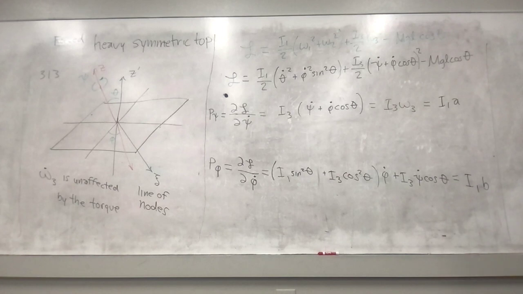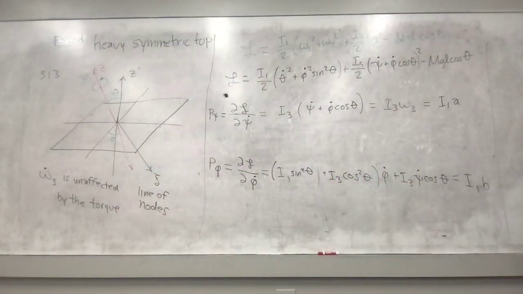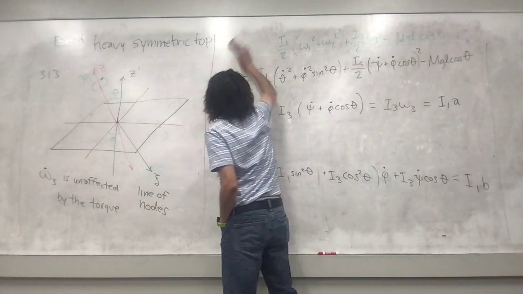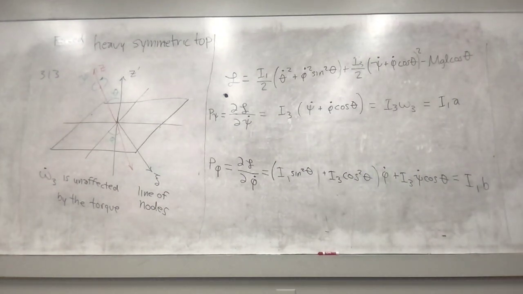It doesn't need to make too much sense at this point. But we have the two generalized momenta that are constant, and we made them equal to these two constants. There is a third constant, where should I put it? I'm going to put it up there. What is the third constant? What else is conserved in this system? The energy? Yep, energy.